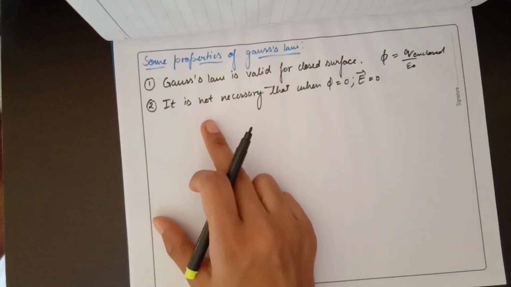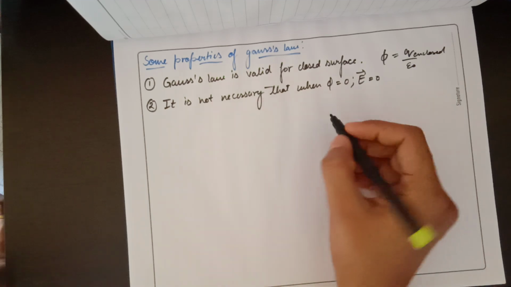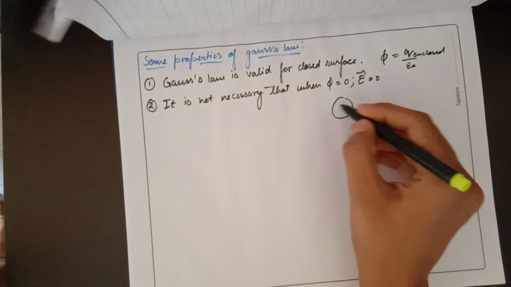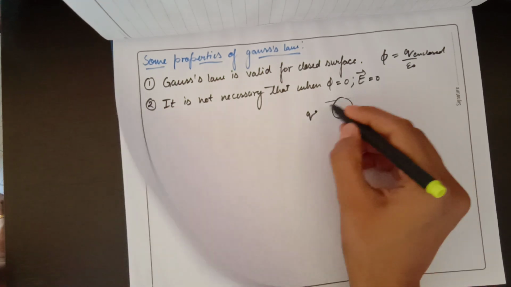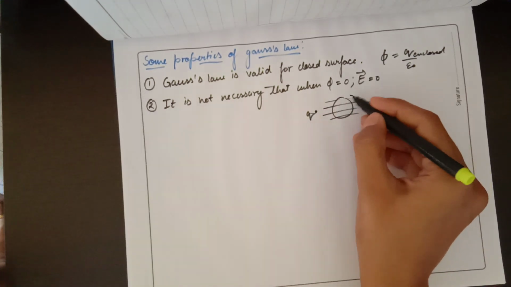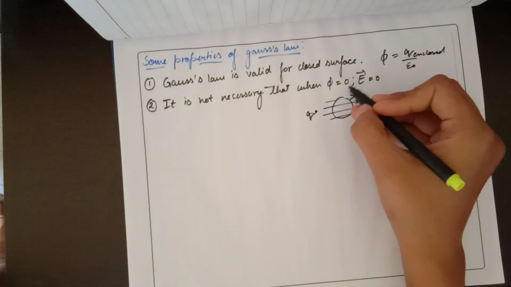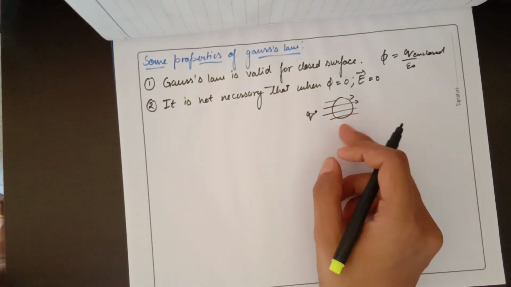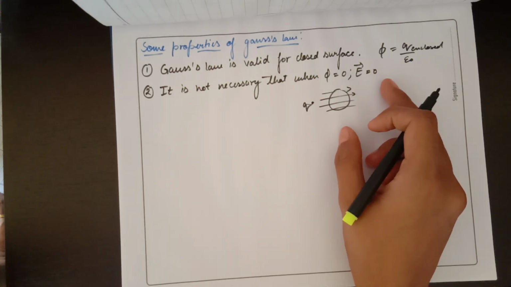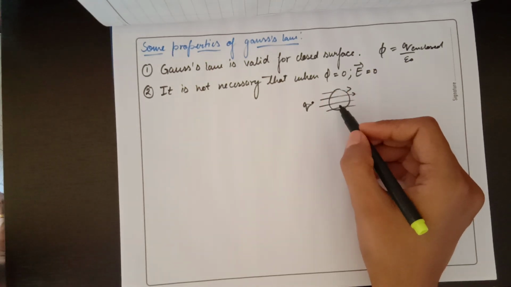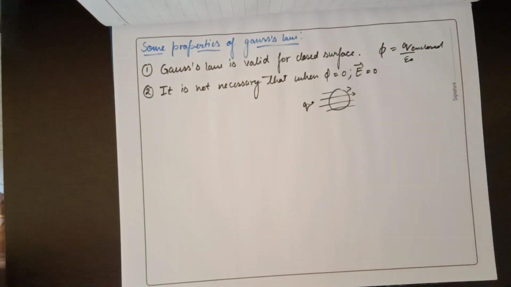And the second point is, it is not necessary that when phi is equal to 0, E is equal to 0. As you have already seen, if a charge is placed outside the closed body, there are electric field lines produced by this charge which are passing through this surface. Here we have phi equal to 0 as the number of lines entering is equal to the number of lines leaving, but the electric field is not 0 here. There is some electric field due to this charge, but electric flux is equal to 0.